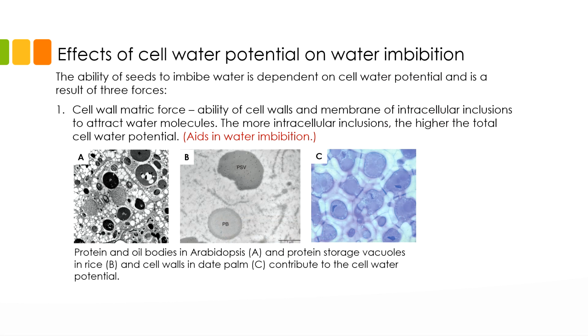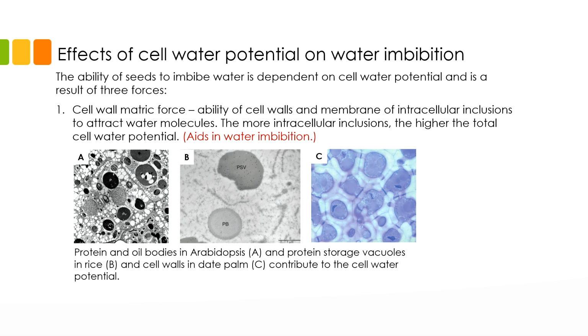Water availability inside and outside of the seed can also affect water imbibition. You already know that mature seeds undergo a controlled process of drying or desiccation. This drying process increases the overall water potential of seeds. The water potential in seeds is a result of three forces. One is the cell matrix force, two is the cell osmotic concentration, and three is the cell turgor pressure. Cell wall matrix force is the ability of cell walls and membranes of intracellular inclusions to attract water molecules.